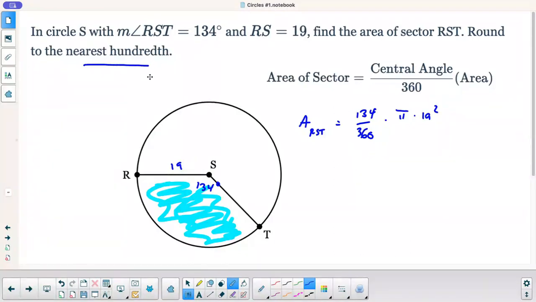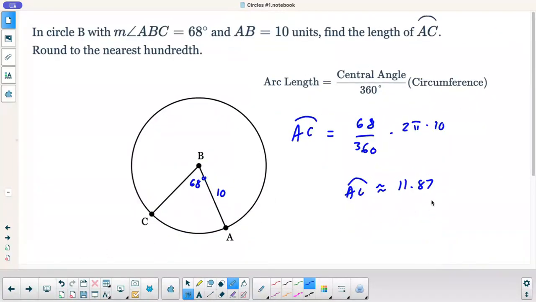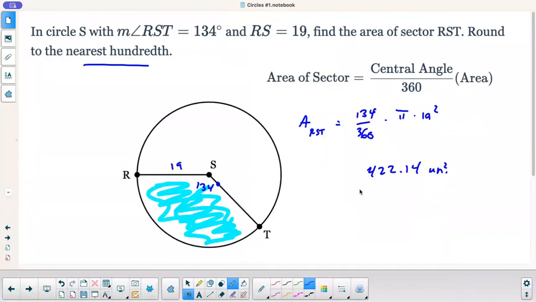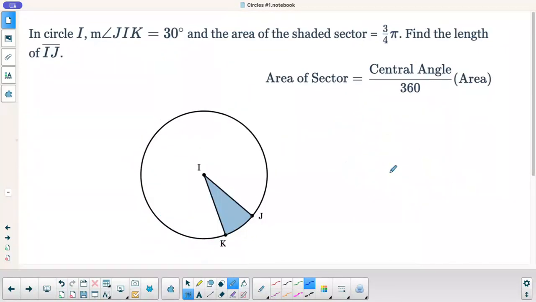Okay, so 134 over 360 times pi times 19 squared gives me 422.14. This problem doesn't have units. Make sure you put units squared. I guess on the other ones, I should have probably put units. Okay, if it's feet or miles or whatever, it's linear, whereas this is squared. Okay, so there's that. Next one, same idea here.